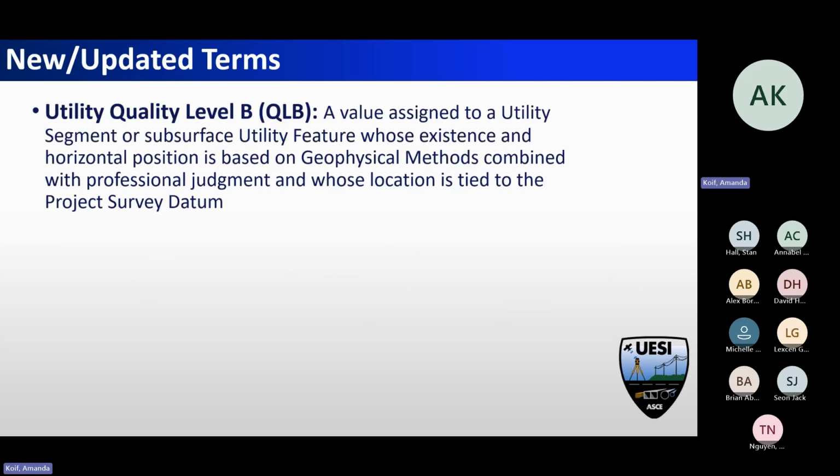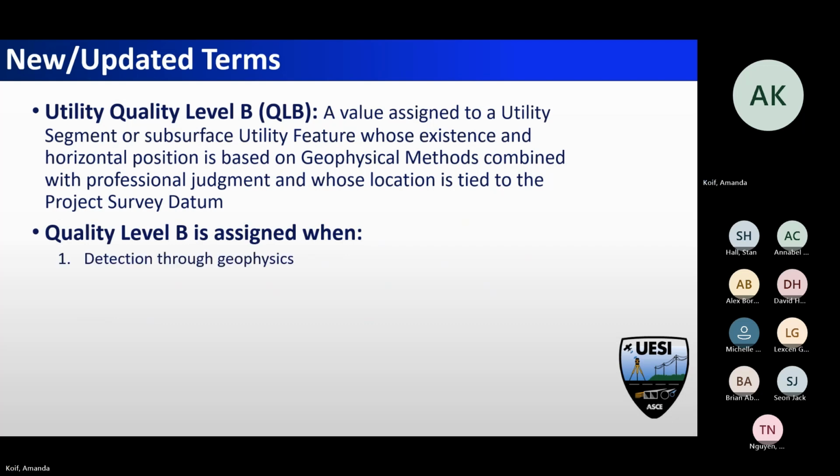Quality level B, the value assigned to the utility segment or surface feature whose existence and horizontal position is based on geophysics combined with professional judgment, and is tied to that survey data. So when do we assign it? We found some form of method to say, yes, there is something there: some form of geophysics, GPR, pipe and cable locator.